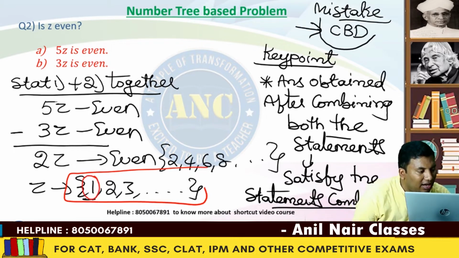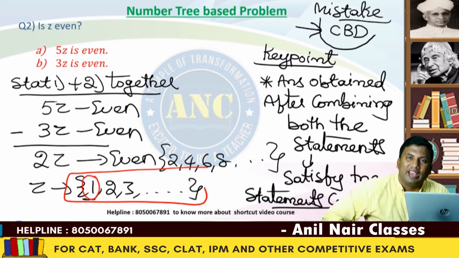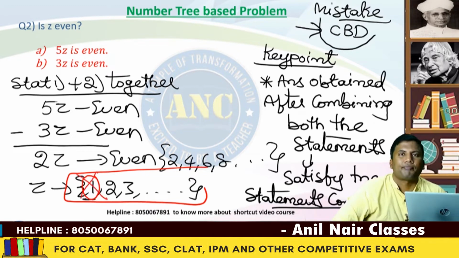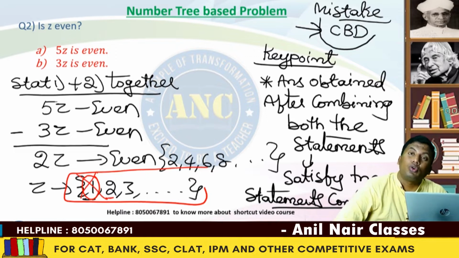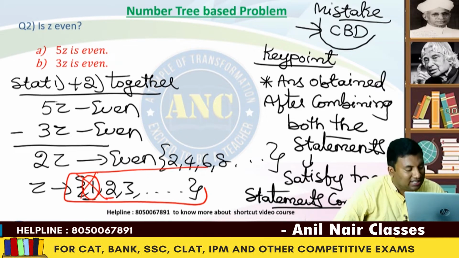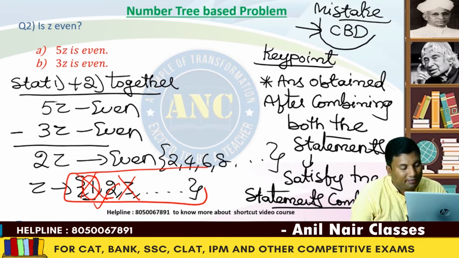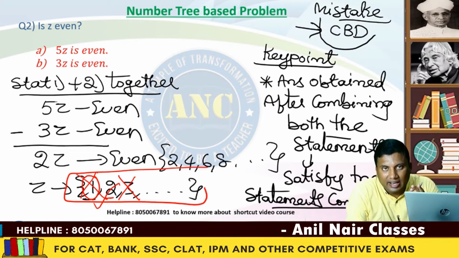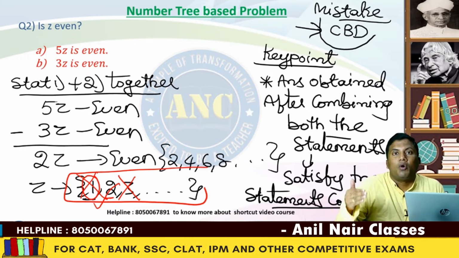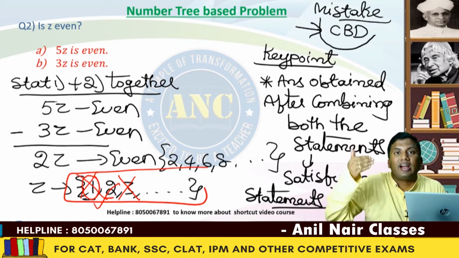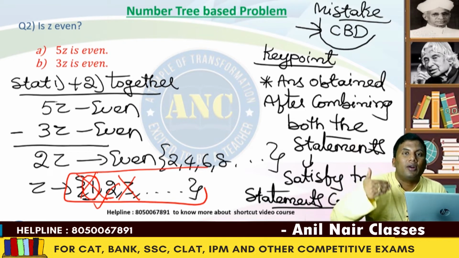If I take z value 1, 5 into 1 is 5. Is 5 an even number? No. 5 into 2 is 10, even. 3 into 2 is 6, even. That means z value 2 is possible. z is 3: 5 into 3 is 15, even? No. Is 3 into 3, 9, even? No. That means whatever answers we got for z, 1, 2, 3, 4 and so on, only even numbers we have to take, because odd numbers are not satisfying the inputs we gave to get the output.